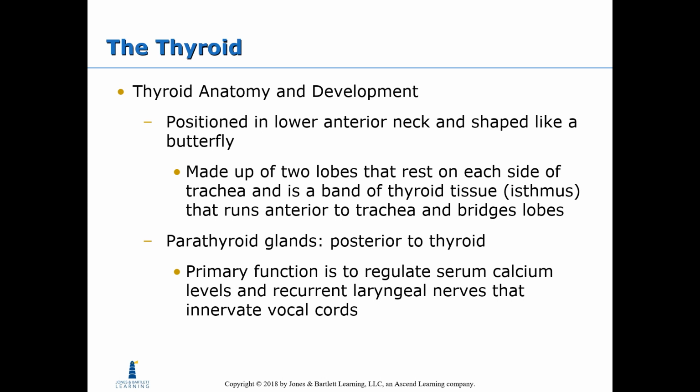Parathyroid glands are posterior to the thyroid, and their primary function is to regulate serum calcium levels, and recurrent laryngeal nerves innervate the vocal cords. So the parathyroid glands produce parathyroid hormone, and parathyroid hormone increases blood calcium levels by causing resorption of the bone. So it stimulates those osteoclasts in order to break apart bone and release calcium into the blood.